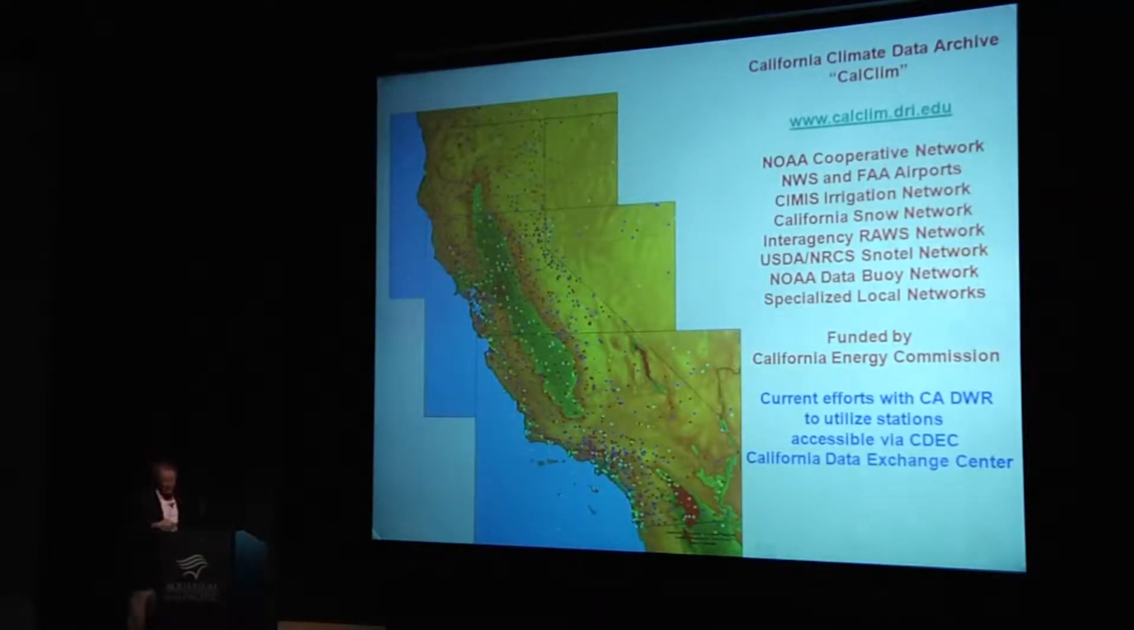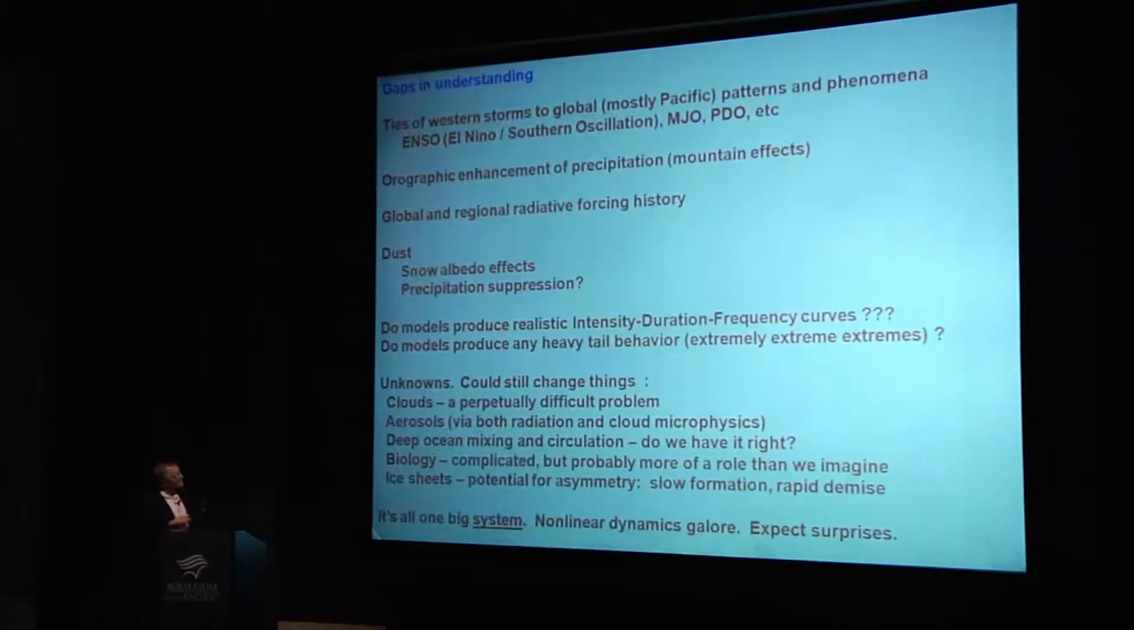There's a couple more things here I'll finish out. We have a lot of this information available on our website. You can get information from all of these sites in something called CalClimb. I just want to point out a few of our gaps in understanding here. We don't really know the ties of the western storms to the global climate. How orographic enhancement, in other words, the effect of mountains on precipitation, works, we don't know enough about that.